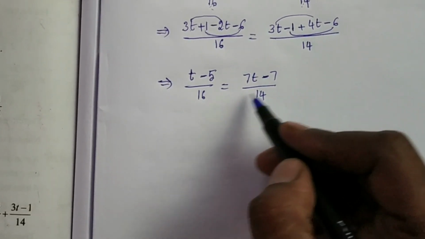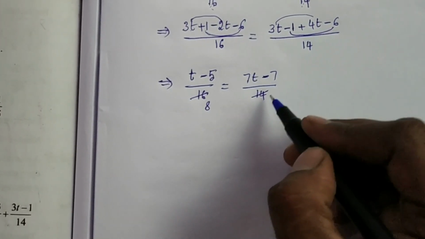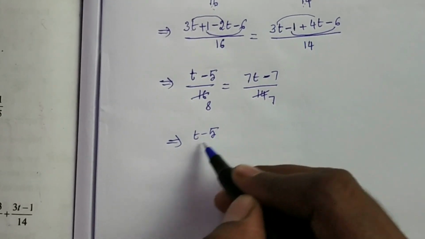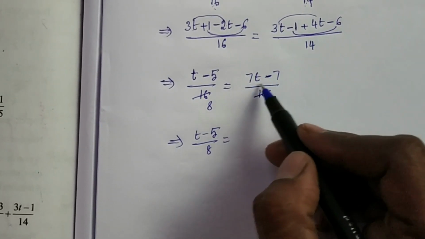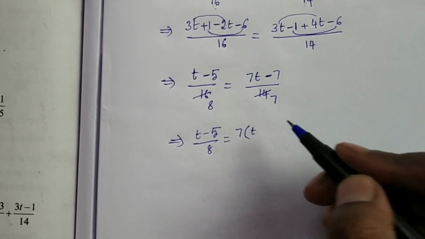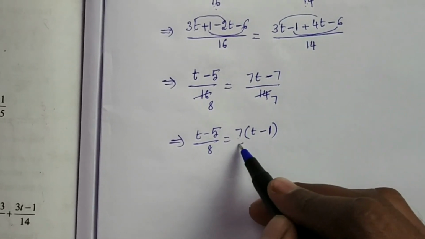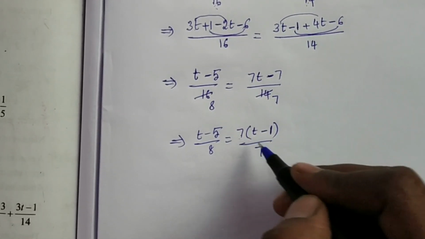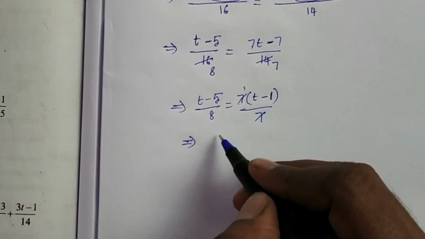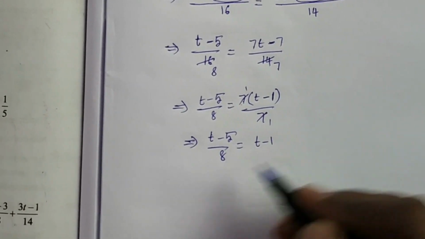Next, in the denominators 16 and 14, 2 table will cancel, they are even numbers, so in 16, 8 times will cancel, in 14, 7 times cancel, 2 table, so write like this, t minus 5 by 8 is equals to, observe these numerators, 7 is common, so take common 7, then in the first term remaining value t minus, in the second term 7 already common, so one time will cancel, so 7 by 7, 7 cancel one time, so t minus 5 by 8 is equals to 1 into t minus 1, that is t minus 1.